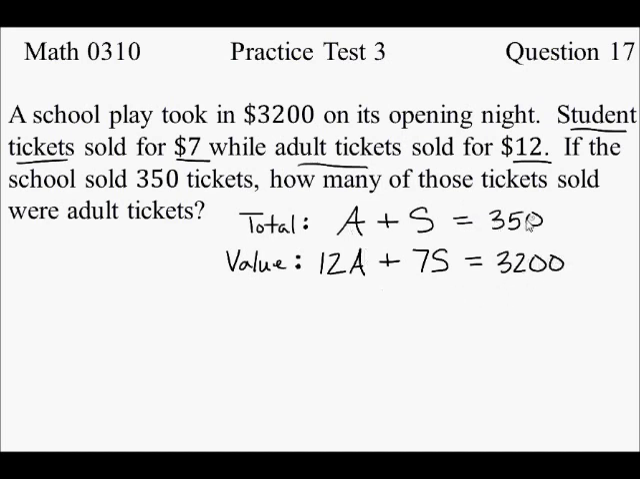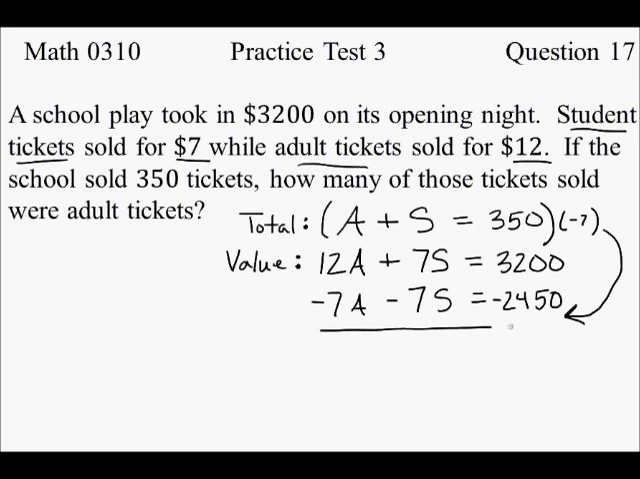We have our total equation and our value equation, and this is set up pretty well for elimination. So now we just need to pick a variable to eliminate, and since I could either get a minus 12a here to cancel the a's, or a minus 7s here to cancel the s's, 7 is smaller, so I'll use negative 7 here. That might give us a little bit smaller numbers to work with. And let's go ahead and write that down here. So negative 7 times the top equation would give us negative 7a minus 7s equals negative 7 times 350, which is minus 2,450 there.